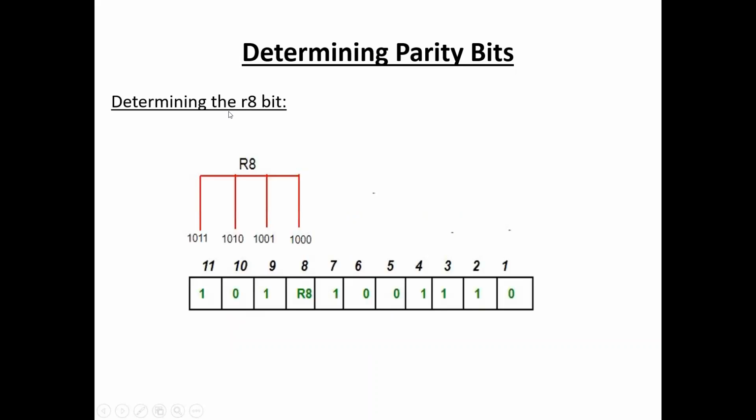Next one is R8. For R8 we take the positions 8, 9, 10, 11. What are the bits in those positions? R8 1 0 1. So 1 0 1, 2 ones. Here 2 is even. So with even parity and an even number of ones, the parity bit is 0. So R8 is 0.